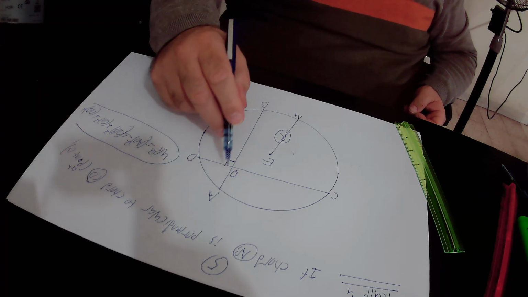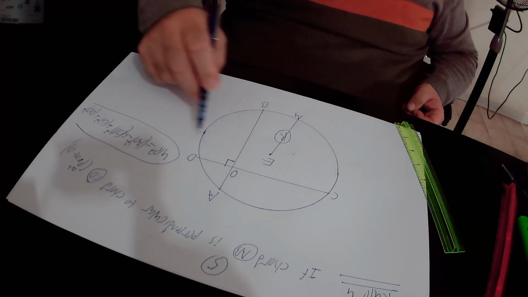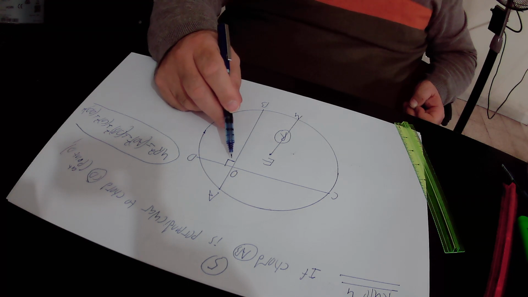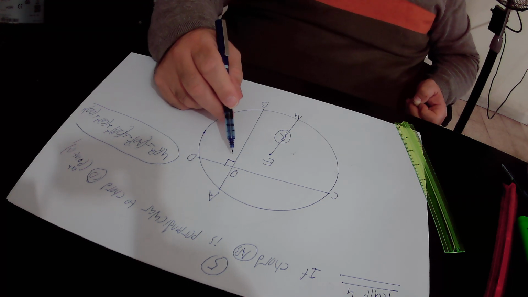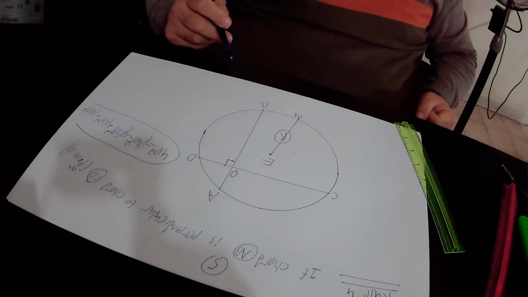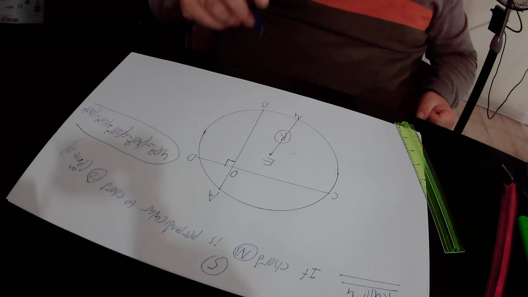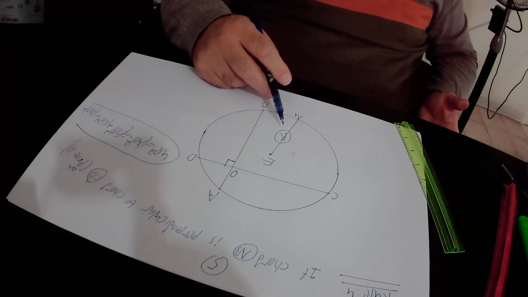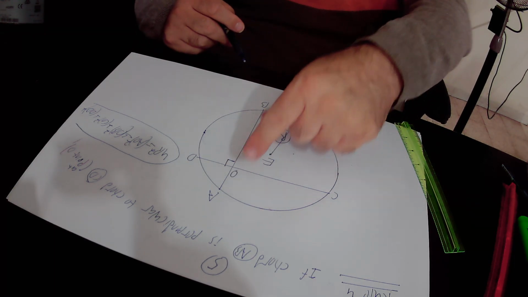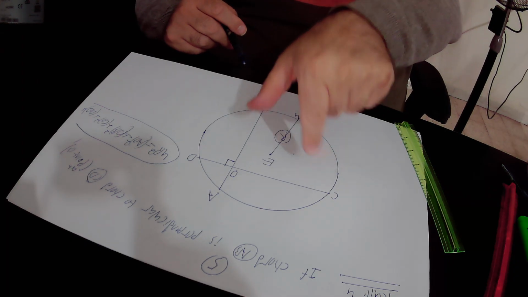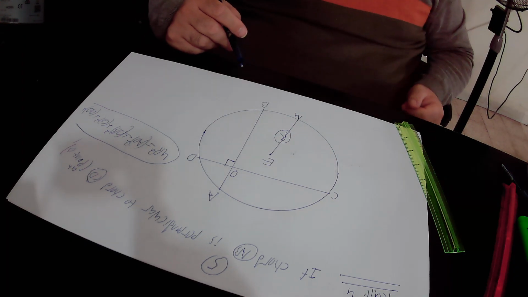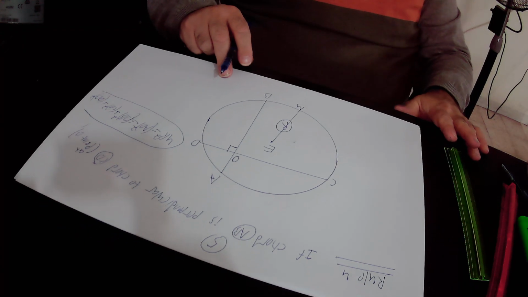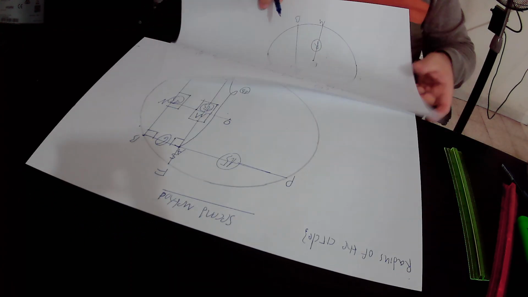So if chord AB is perpendicular to chord CD at point O, then the following formula is true. 4r squared, where r is the radius of this circle, equals AO squared plus OB squared plus CO squared plus OD squared. So we actually can implement rule number 4 in our drawing.